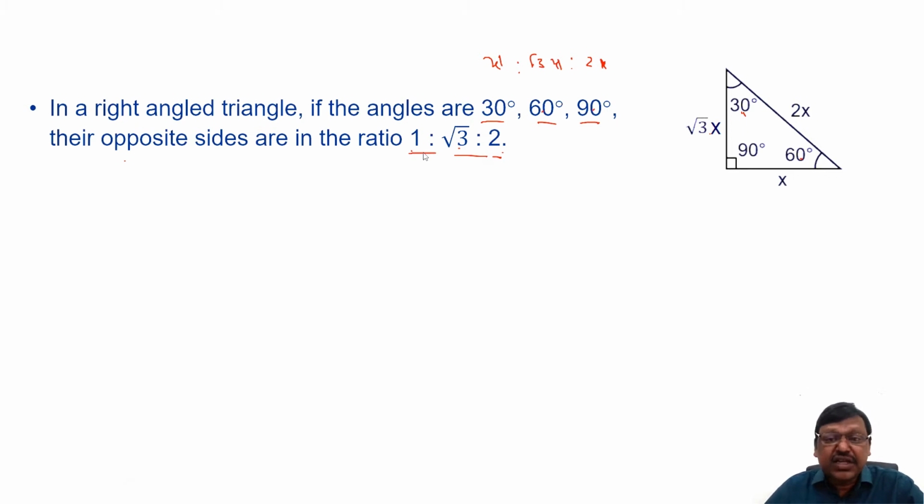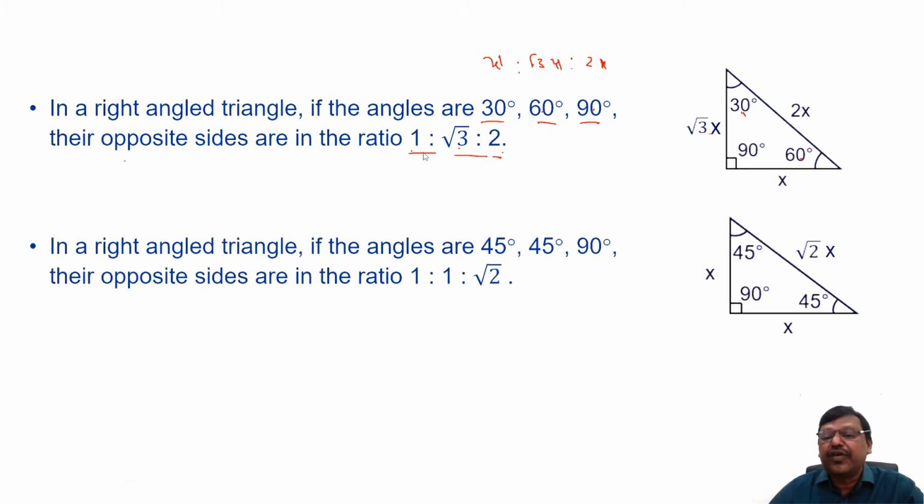Next, if the angles are 45, 45 and 90, then their opposite sides are in the ratio 1:1:√2. You can see opposite to 45 I have x, opposite to 45 x, and opposite to 90 we have √2x. So x gets cancelled. It is 1:1:√2. These are two useful statements when we come to questions. This is about right angle triangle.